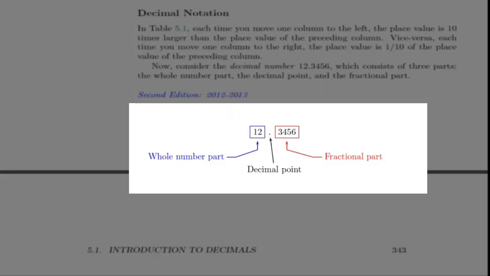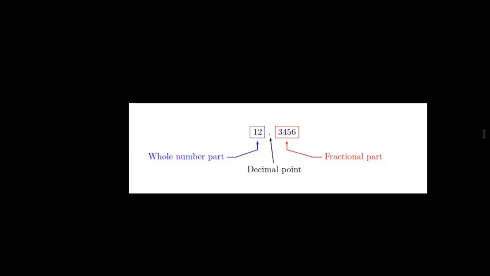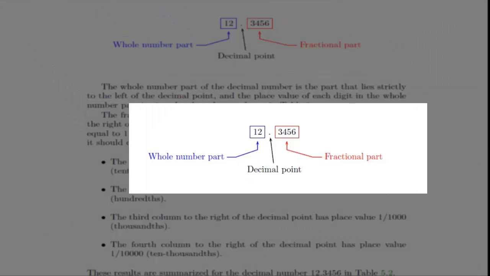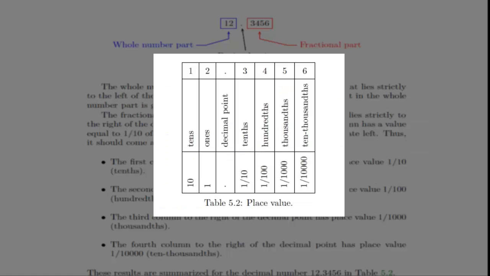Now consider the decimal number, which consists of three parts: the whole number part, the decimal point, and the fractional part. The whole number part of the decimal number is the part that lies strictly to the left of the decimal point, and the place value of each digit in the whole number part is given by the column shown in Table 5.1. The fractional part of the decimal number is the part that lies strictly to the right of the decimal point, as we saw in Table 5.1.